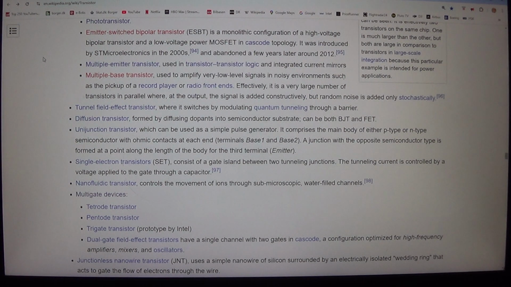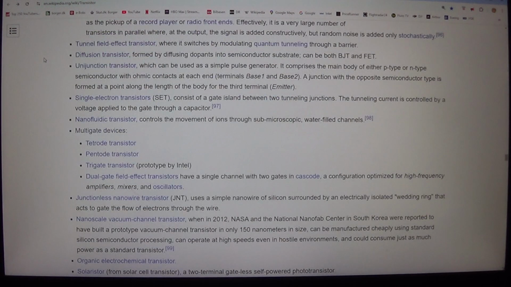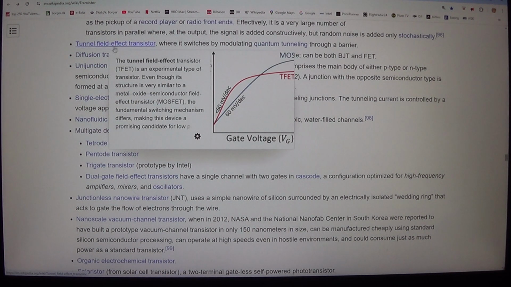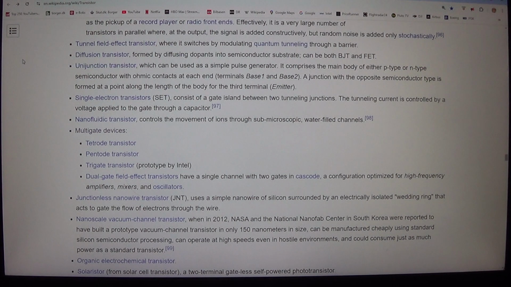9. Multiple base transistor, used to amplify very low-level signals in noisy environments such as the pickup of a record player or radio front ends. Effectively, it is a very large number of transistors in parallel where, at the output, the signal is added constructively, but random noise is added only stochastically. 3. Tunnel field effect transistor, where it switches by modulating quantum tunneling through a barrier. 4. Diffusion transistor, formed by diffusing dopants into semiconductor substrate, can be both BJT and FET.